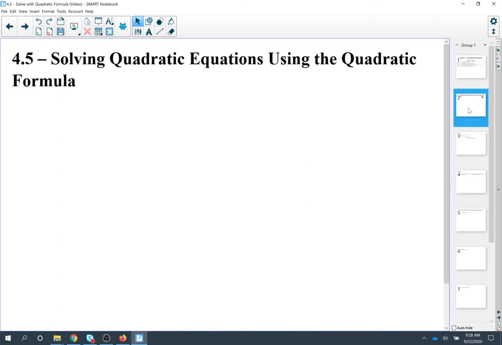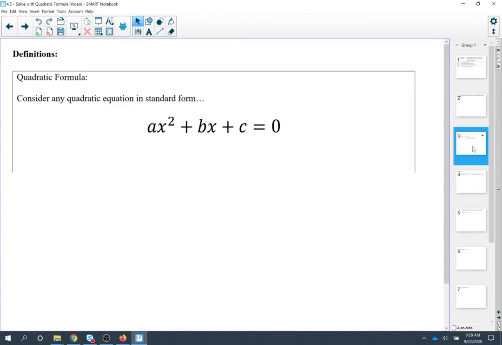4.5, solving quadratic equations using the quadratic formula. Now, before we can actually use the quadratic formula to solve quadratic equations, we need to figure out what it is. So, start by considering any quadratic equation in standard form. That would be ax squared plus bx plus c equals 0.